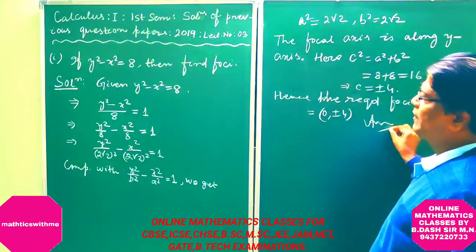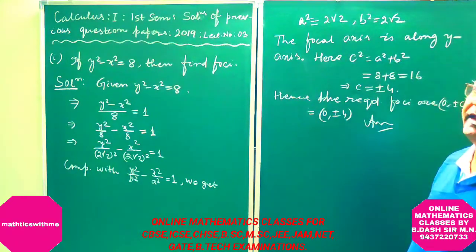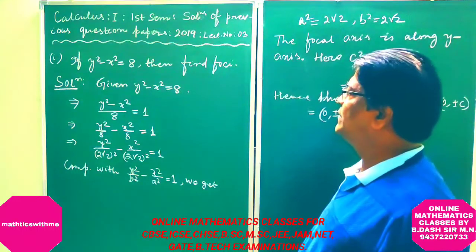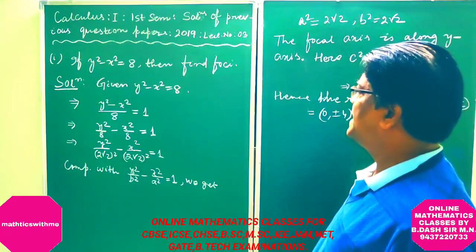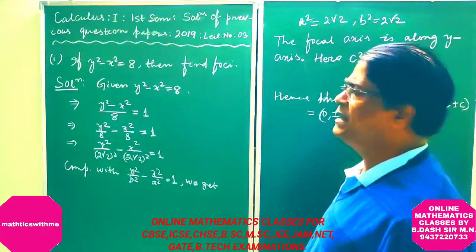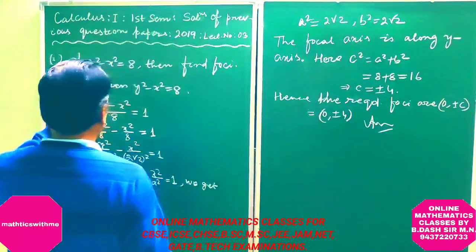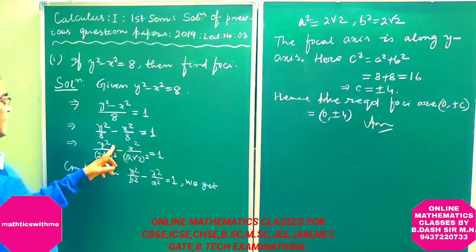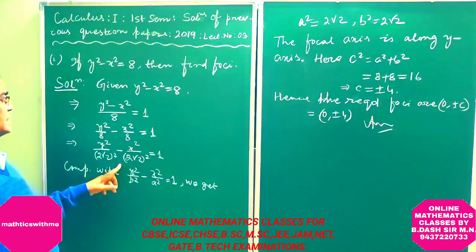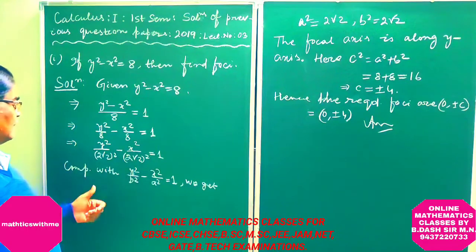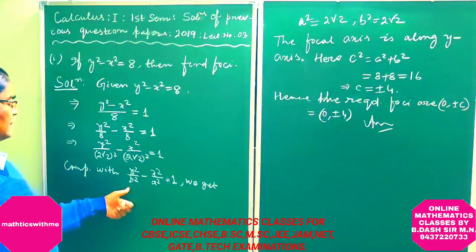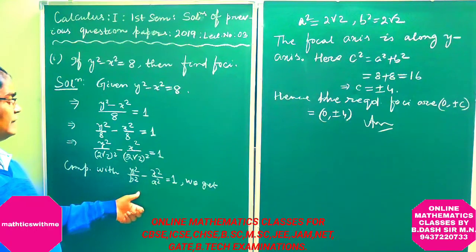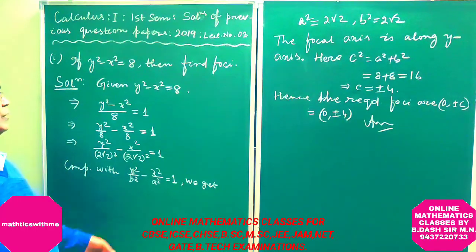Answer. So here the question is, if y square minus x square is equal to 8, then find foci. Given y square minus x square is equal to 8, dividing both sides by 8, we get, after simplification, y square by 2 root 2 whole square minus x square by 2 root 2 whole square is equal to 1. Comparing with y square by b square minus x square by a square is equal to 1, hyperbola, we get a square is equal to 2 root 2, b square is equal to 2 root 2.